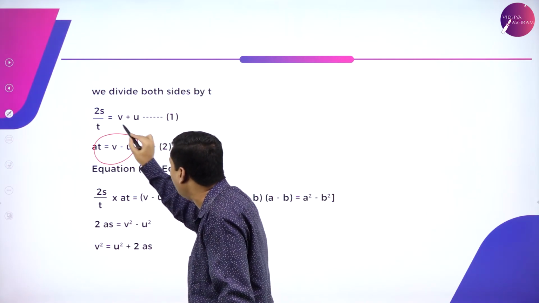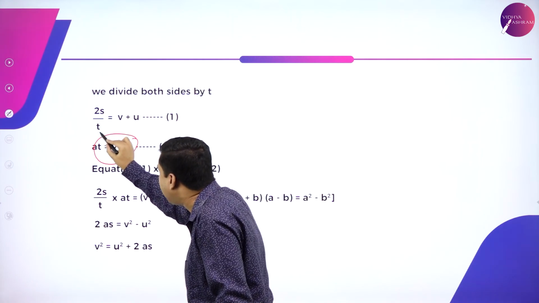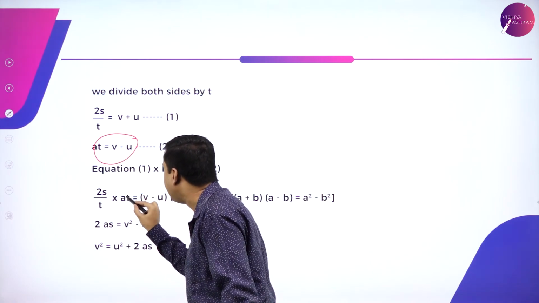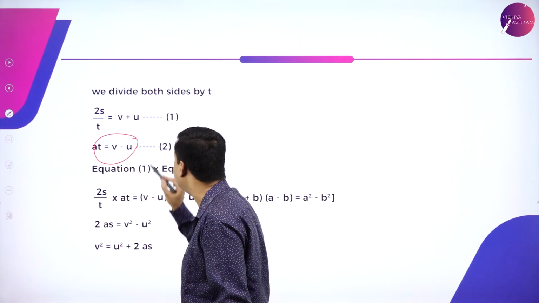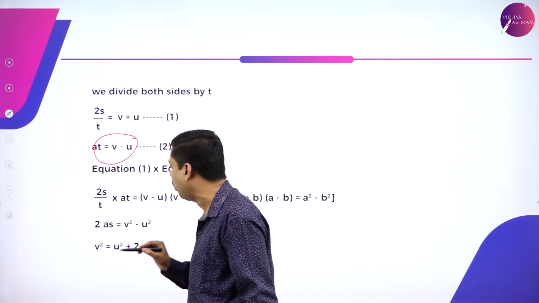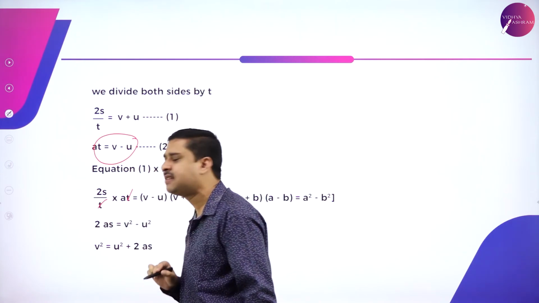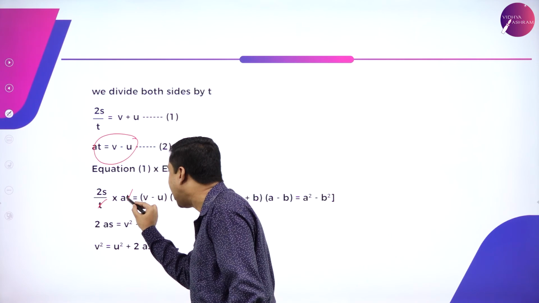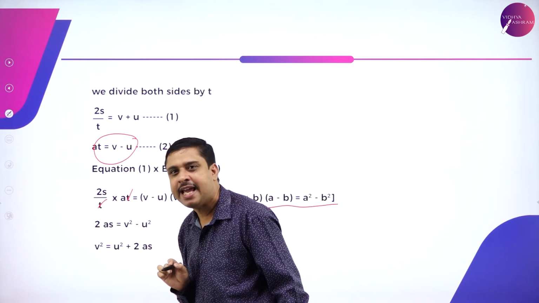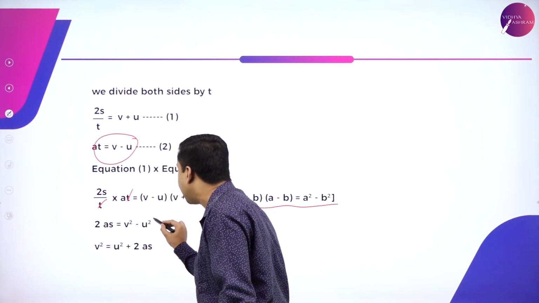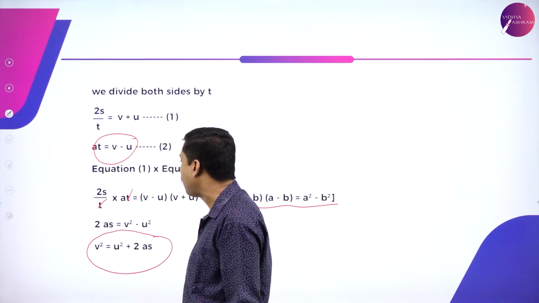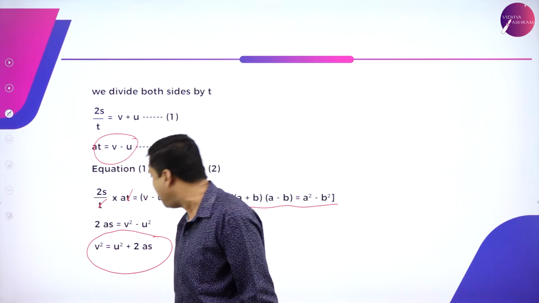Multiplying these two, left hand side first. 2S by T into, here left hand side is AT, equals (V minus U) into (V plus U). T and T get cancelled. 2AS equals, this is of the form (a plus b)(a minus b), or V square minus U square. So finally, I have arrived at V square equals U square plus 2AS.